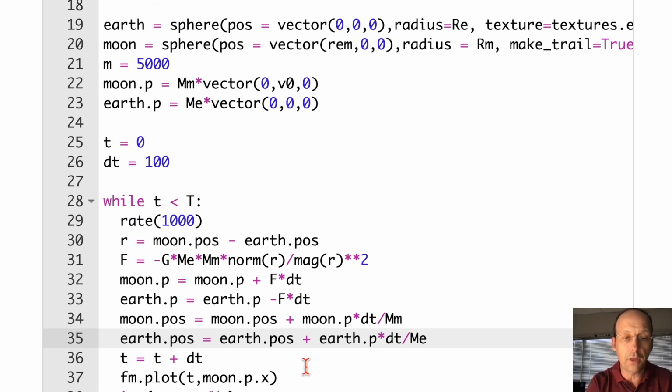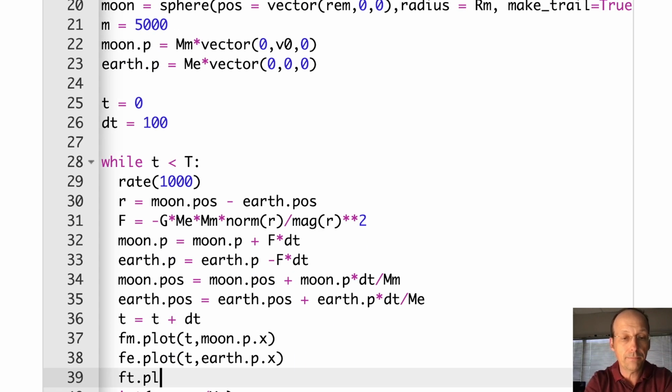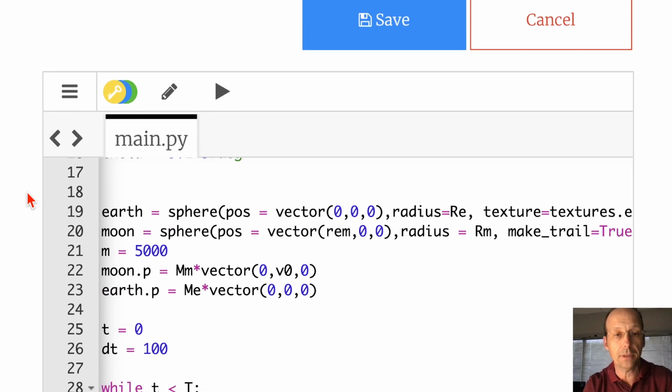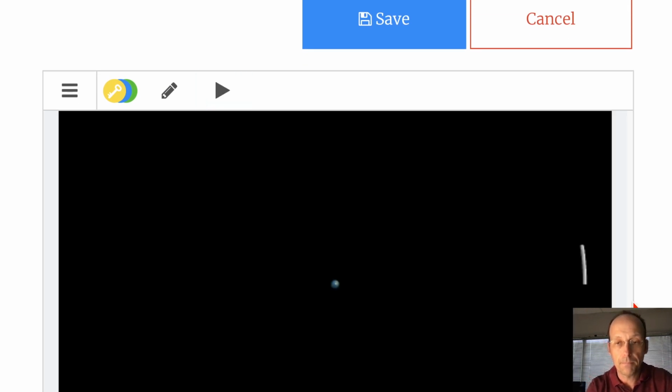Well, I do want to plot this. So let's say fE.plot t, Earth.p.x. I'm just doing the x components. And then fT.plot is t, and then the sum of these two. So it's going to be Earth.p.x plus moon.p.x. Let's run this thing and see what happens. Okay, so it's orbiting. I don't see the Earth doing anything, so it must be fine. Let's run it all the way through. Let's check the graphs, see how the graphs are doing.